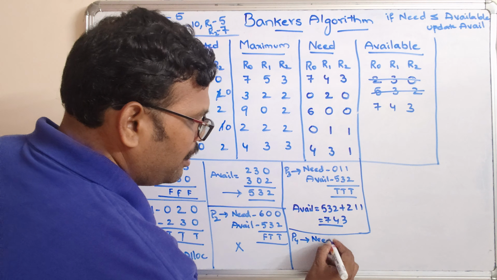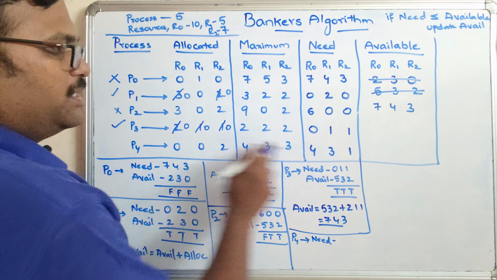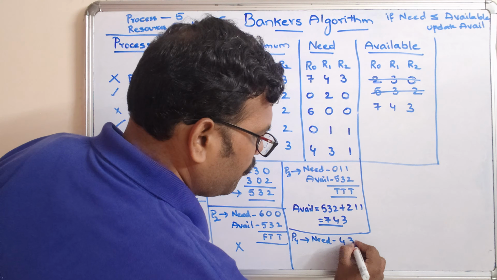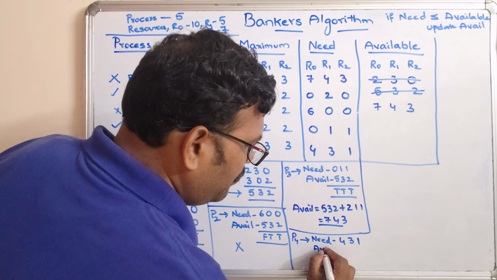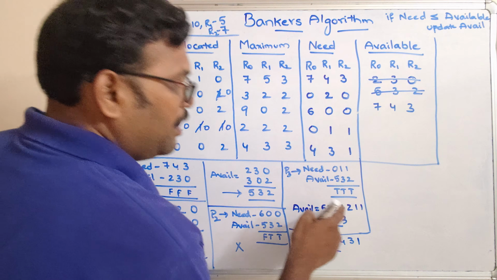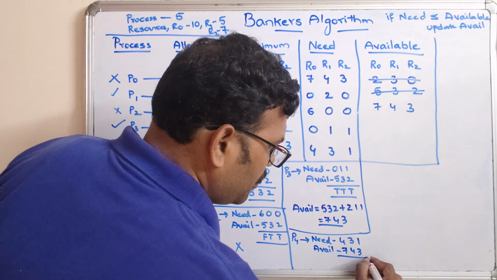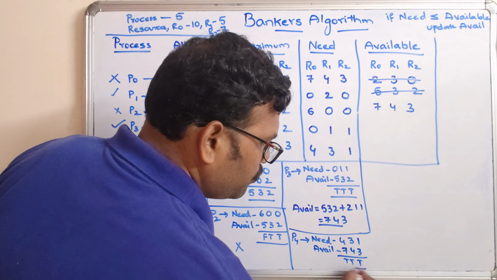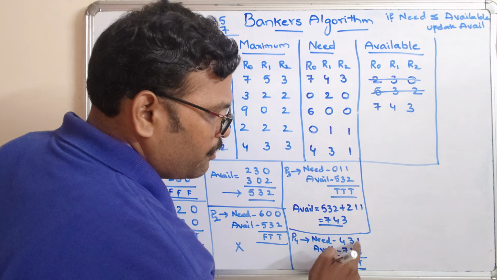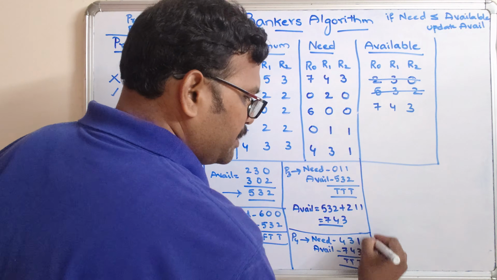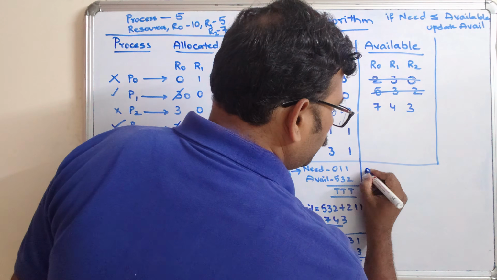What is the need? The need resources for P4 are 4, 3, 1 and available resources are 7, 4, 3. So true, true, true. 4 is less than 7, 3 is less than 4, 1 is less than 3. Now what happens here? Available should be updated.